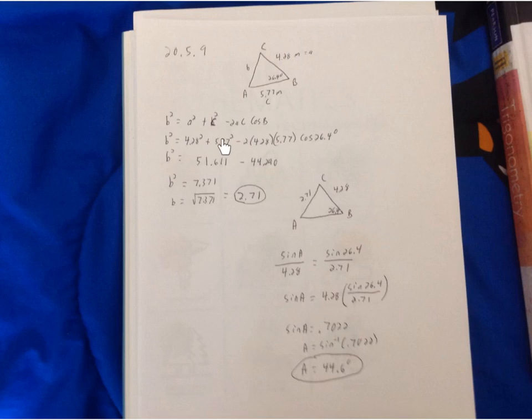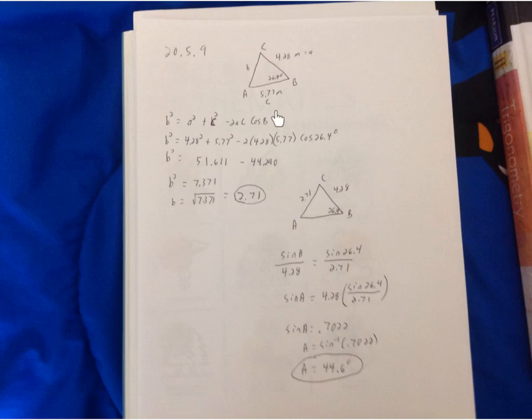So I squared and summed those, and I got 51.611. I did round off there. Then I multiplied here, I got minus 44.240. And when I subtract it, I get B squared equals 7.371. We need to take the square root of it, so I get 2.71.